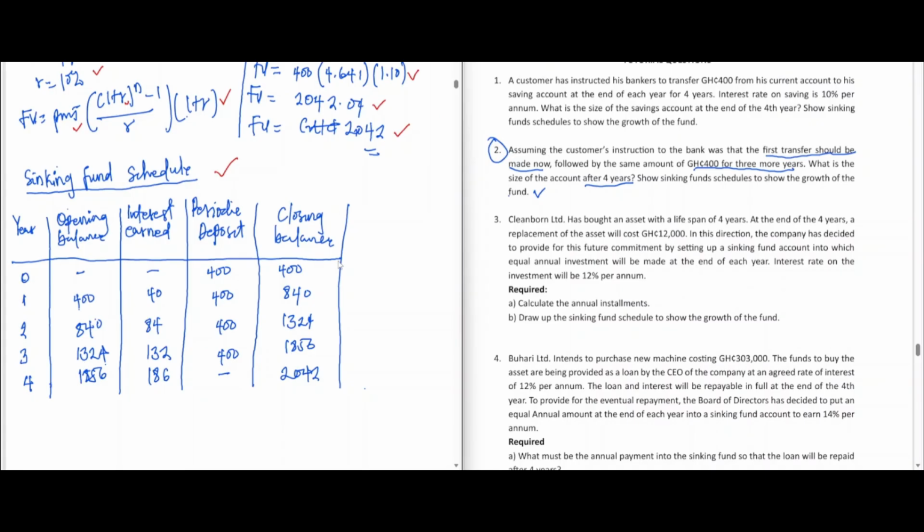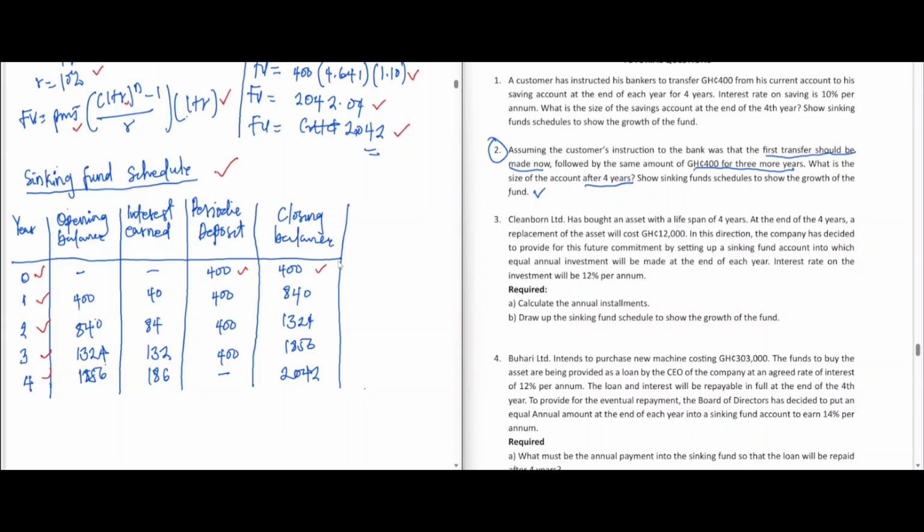So using the sinking fund schedule, right, we know in this case we are starting at year 0 because we are making the deposit at the beginning of the year, right? So we start from year 0, 1, 2, 3, 4, right? So that means the deposit is done at the beginning of year 1, which is the ending of year 0. So at the ending of year 0, we make a deposit of 400 Ghana cedis, which will be the closing balance, year 0, 400 Ghana cedis.